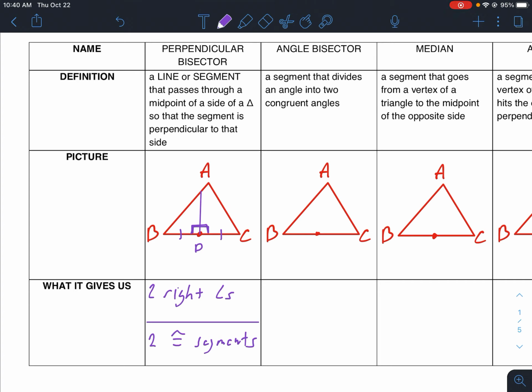Next, we have an angle bisector. So this one we should already know. We did this one back in chapter 1. So an angle bisector is a segment that divides an angle into 2 congruent angles. So pick any angle. We're going to do A here. And do your best to draw a segment that cuts that angle in half. And I know it cuts it in half because I'm going to put arc marks in there showing they're congruent. So what does an angle bisector give us? 2 congruent angles.